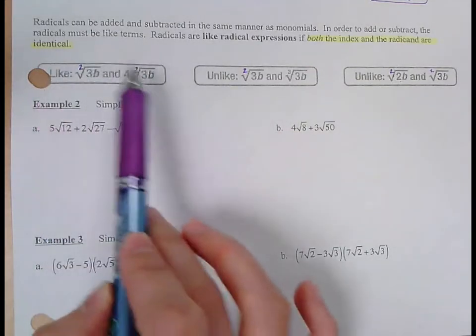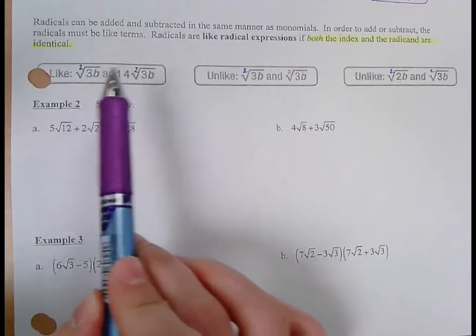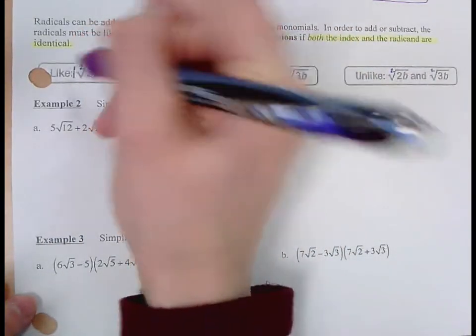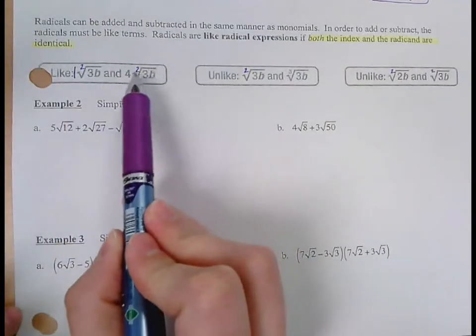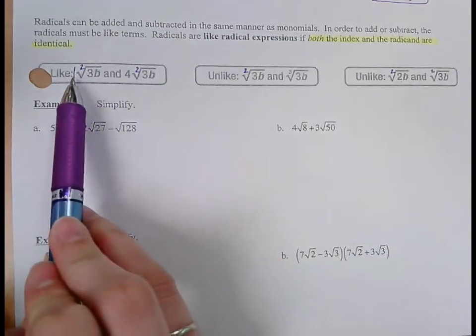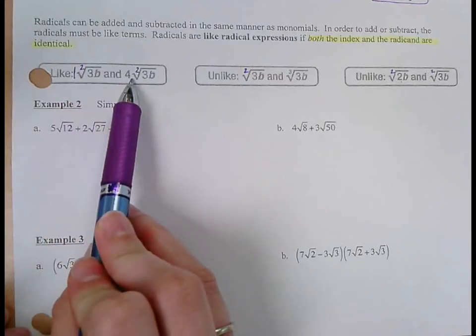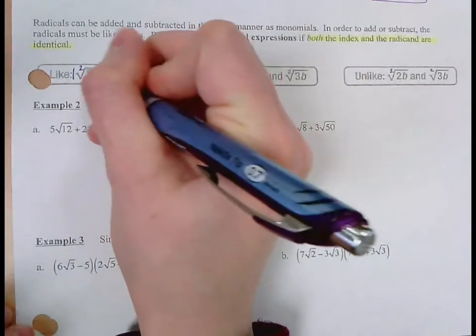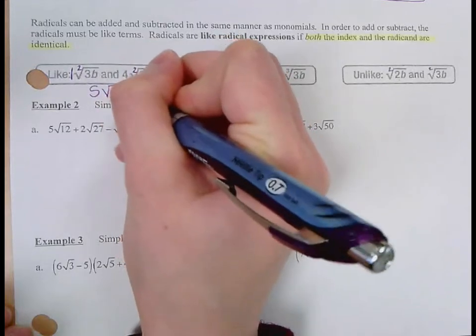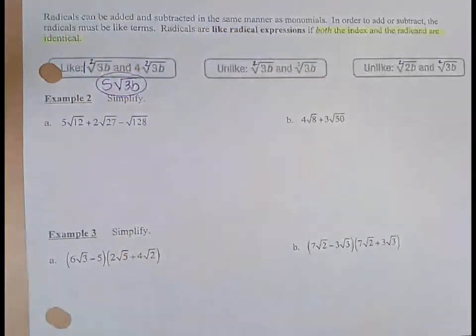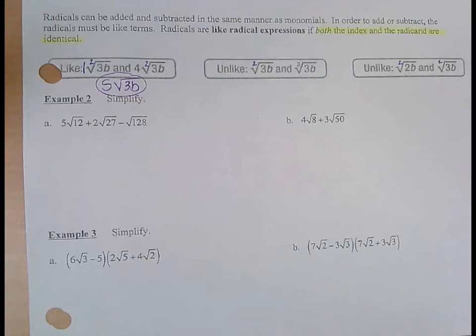So for the two that are like up here, if you have the square root of 3b with an invisible 1 in front, and then 4 times the square root of 3b, you would combine the coefficients in front, the 1 and the 4, to get 5, and keep the square root of 3b. So that would be those two radicals combined if we added them together. Or we could subtract them, 1 minus 4, and get negative 3 square root of 3b. It would be like adding 1x and 4x together, or subtracting 1x minus 4x.